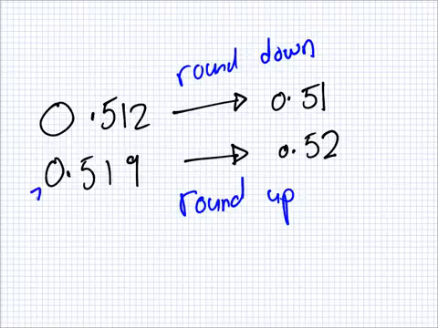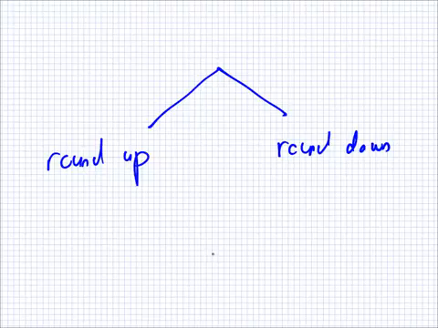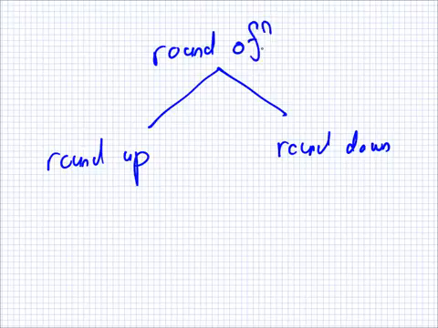So if I look at this as a sentence, if I don't know if it's up or down, round up, round down, there's one word that means both. Would you know? I don't think so. So, if you don't know if it's up or down, you say round off. So this is one possibility, and this is another possibility.